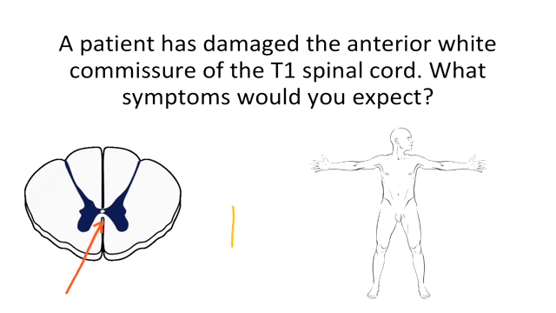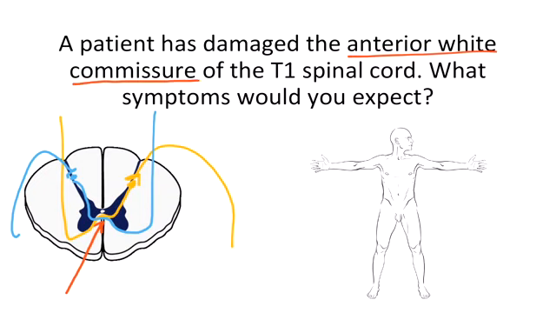Recall that as the signal enters, synapses in the posterior horn, then decussates in this white matter here, and then travels up. Same thing with the other side. Synapses here in the posterior horn, uses the anterior white commissure, and then travels up. So if the patient has damaged the anterior white commissure of the T1 spinal cord right here, then the patient would lose pain and temp sensation coming in from either side.